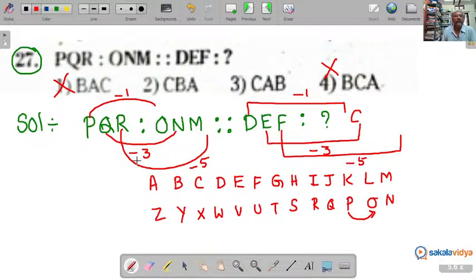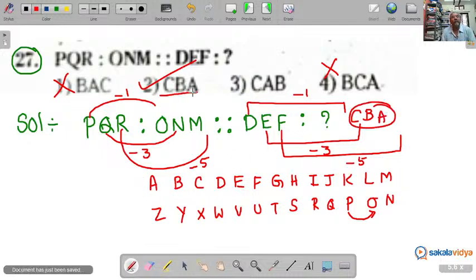So next actually here C, E, 3 steps back. 3 steps back means 1, 2, 3, B, C, B. Obviously CB is the right answer. Next actually we need to move F, negative 5 steps. 1, 2, 3, 4, 5. So CBA is the right answer. So that means second option is the right option.